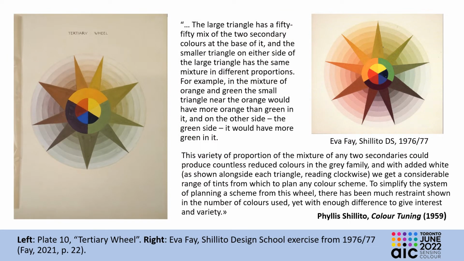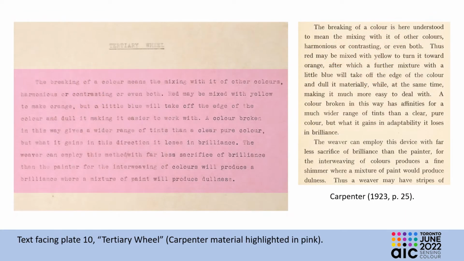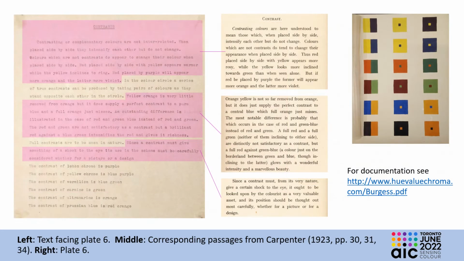The tertiary wheel is another original Shillito design lacking clear antecedents, and was another fixture of Shillito student portfolios through to the end of her teaching career. Shillito would also later describe this diagram in her 1959 article. The text facing the tertiary wheel exercise is closely paraphrased from a passage in Carpenter, as are most passages in the remaining text from the Shillito theory section.